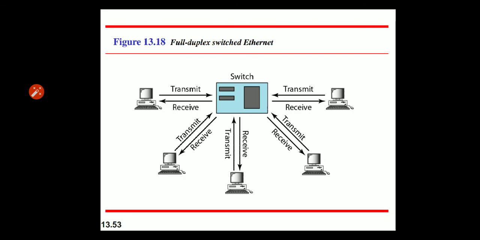The figure shows switched Ethernet in the full duplex mode. Note that instead of using one link between the station and the switch, the configuration uses two links, one to transmit and one to receive. This is the concept of full duplex switched Ethernet.